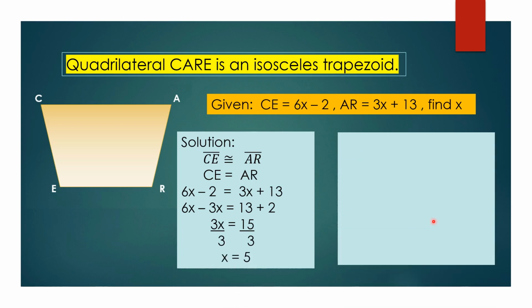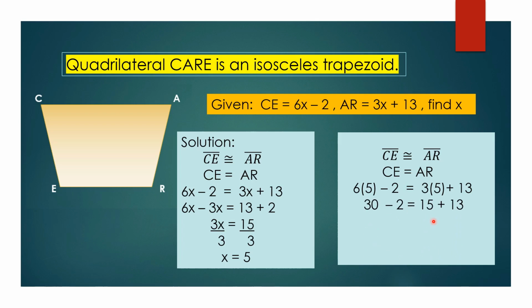Let us substitute this value 5 to CE and AR. It will be 6 times 5 minus 2 for CE and 3 times 5 plus 13 for AR. So the result is 30 minus 2 equals 15 plus 13. Then the measure CE is 28 while AR is 28. So in this case, since they are legs of this isosceles trapezoid, their measures are equal.